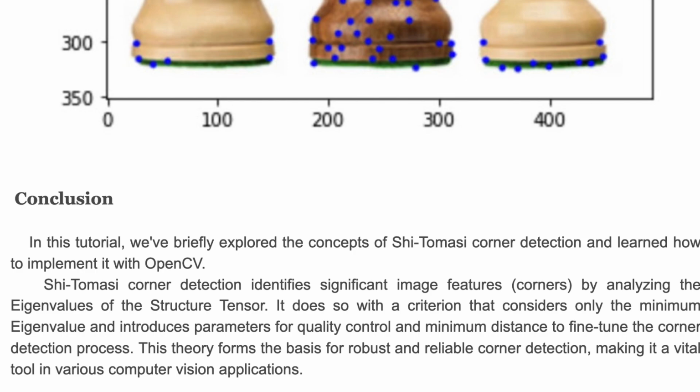In this tutorial, we briefly explored the concepts of Shi-Tomasi corner detection and learned how to implement it with OpenCV. Shi-Tomasi corner detection identifies significant image features by analyzing the eigenvalues of the structure tensor. It does so with a criterion that considers only the minimum eigenvalue and introduces parameters for quality control and minimum distance to fine-tune the corner detection process.